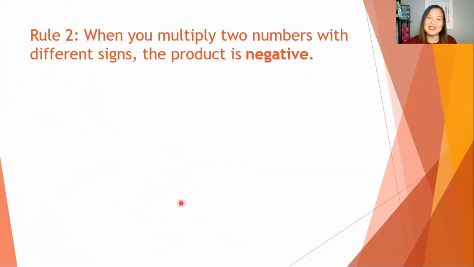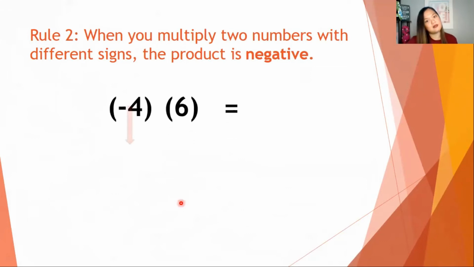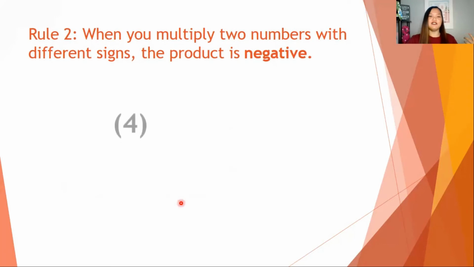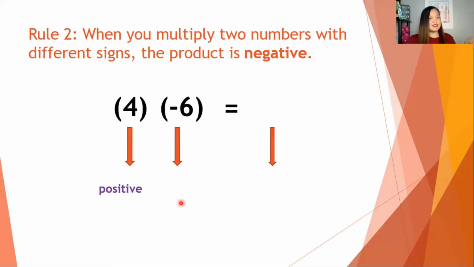So, when multiplying two integers with different signs, the product is negative. Different signs ha. Example, negative 4 times 6. You have a negative number times a positive number. Didagpada, therefore it is negative. Negative 24. Again, if you have 4 times negative 6 equals, positive times negative, the answer is a negative number kasi hindi sila magkapareho ng sign. So you have negative 24.